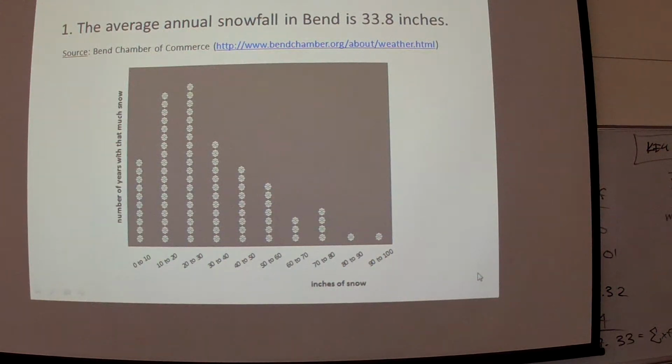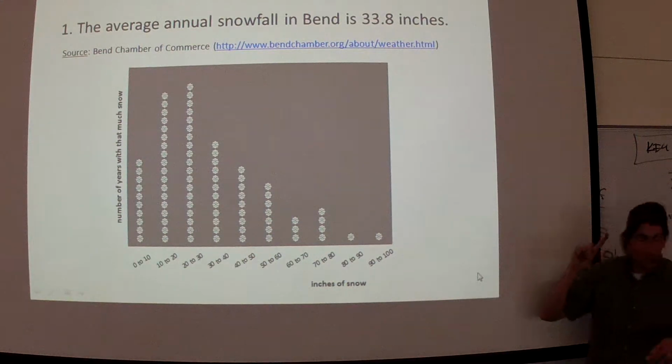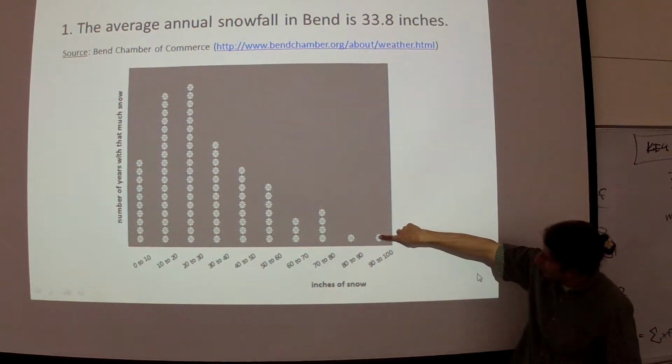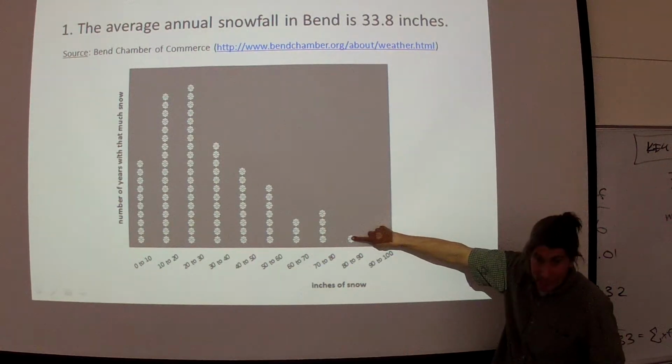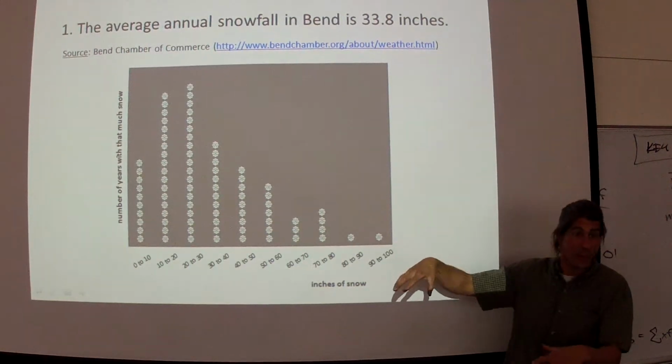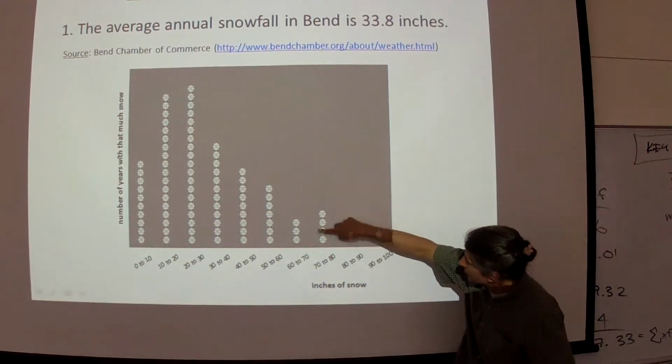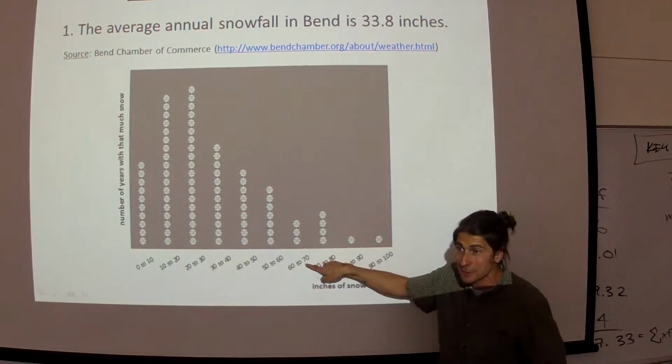That's a dot plot showing inches of snow. Each snowflake is 1 year. So there was 1 year where it was between 90 and 100, 1 year between 80 and 90. This is in town, in the town of Bend. 4 years between 70 and 80, 3 years between 60 and 70, and so forth and so on.